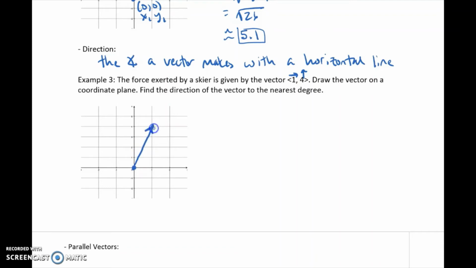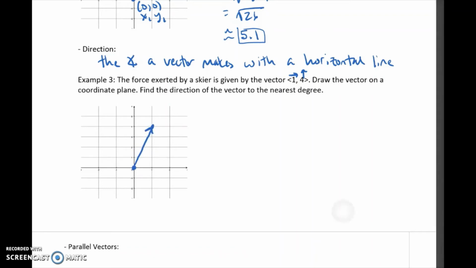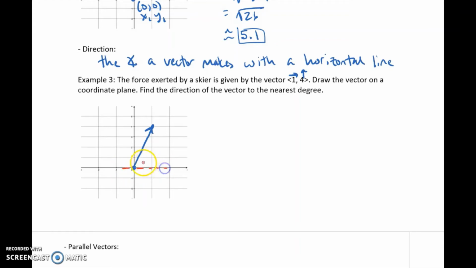So there's the vector. And the question is, where is the direction? Well, remember, the direction is basically that angle of elevation. So this is your horizontal line. So this is the direction that I'm looking for. So that's my x. How am I going to use the components to find it?